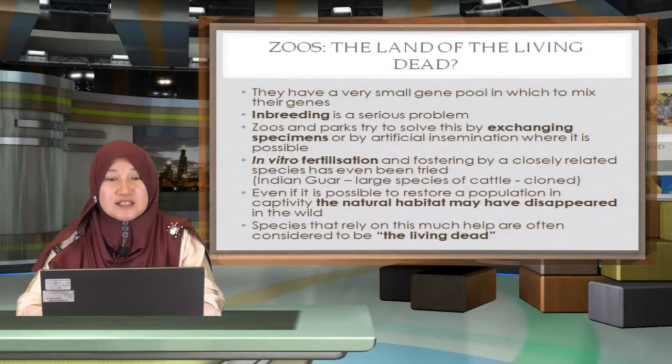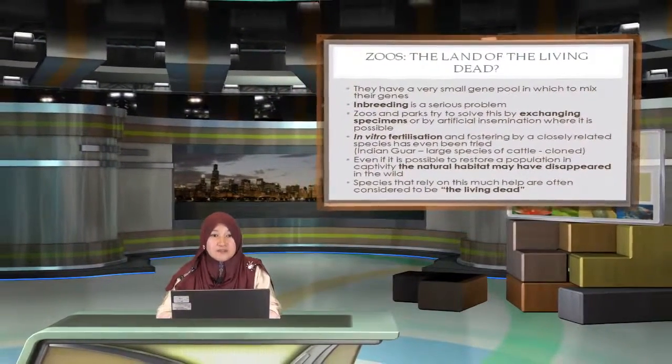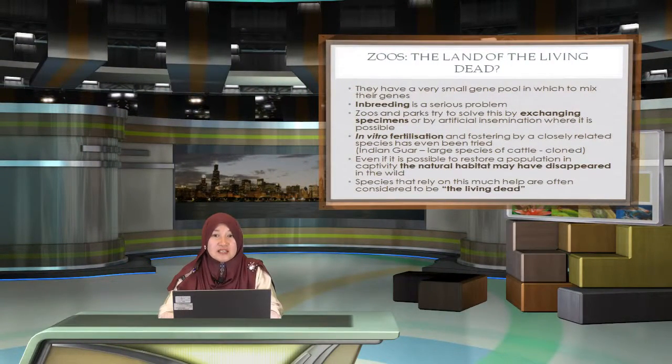In vitro fertilization and fostering by a closely related species has even been tried, like with the Indian gaur, a large species of cattle, and by cloning. Even if it is possible to restore a population in captivity, the natural habitat may have disappeared in the wild. So species that rely on this much help are often considered to be the living dead, meaning we cannot put them anywhere else beside this captive environment. If we put this kind of animal back into its natural habitat, definitely it will die because it doesn't know how to defend itself or get its food by itself.